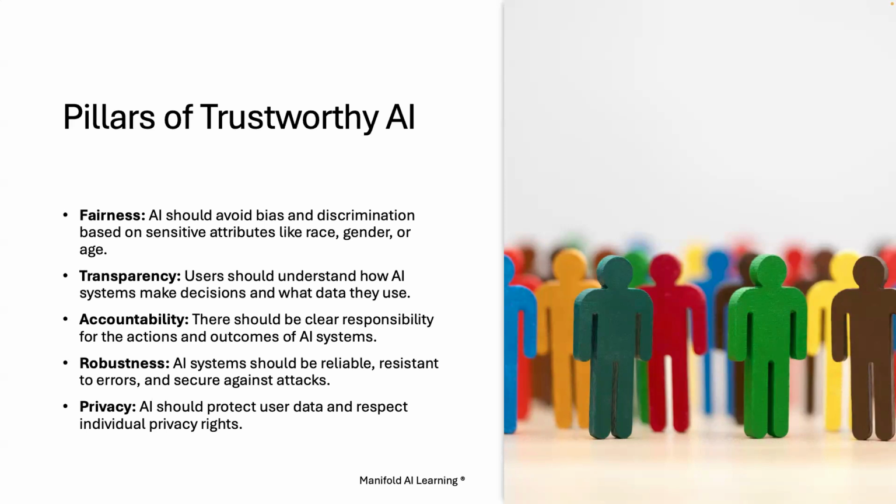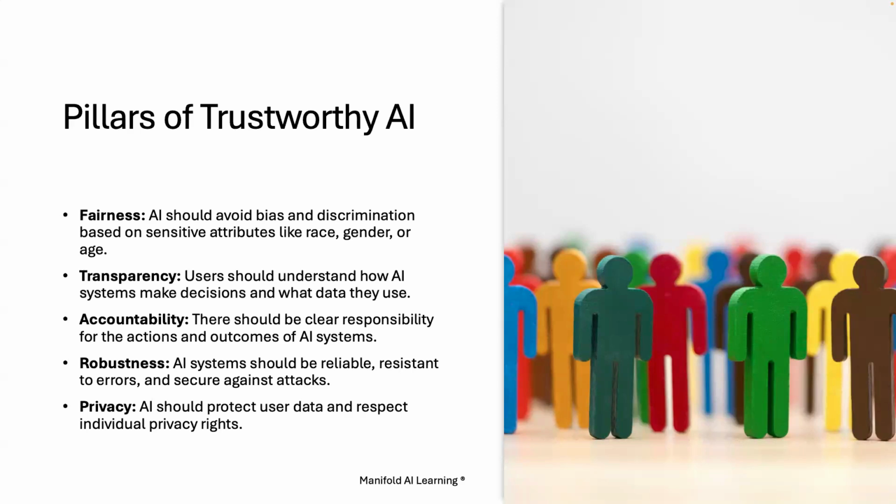And another key thing is accountability. There should be clear responsibility for the actions and the outcomes of such AI systems. And more importantly, robustness. So these AI systems should be reliable, resistant to errors, and secure against attacks. And lastly, privacy. The AI should protect the user data and respect individual privacy rights. So we call these five things the key pillars of building trustworthy AI.